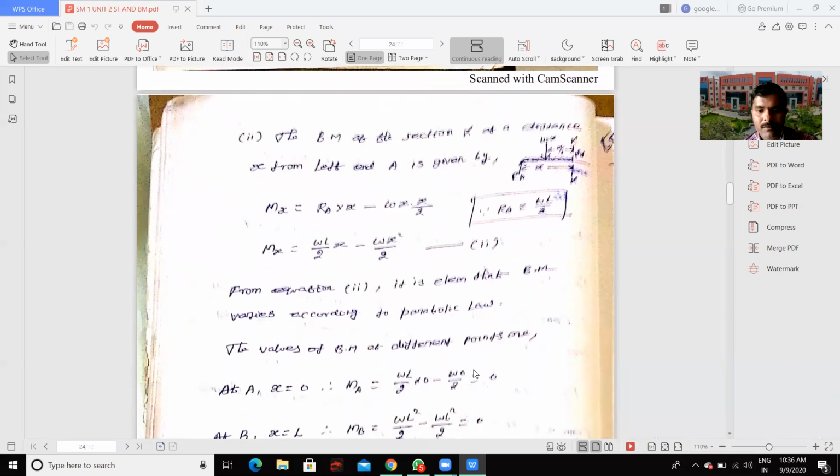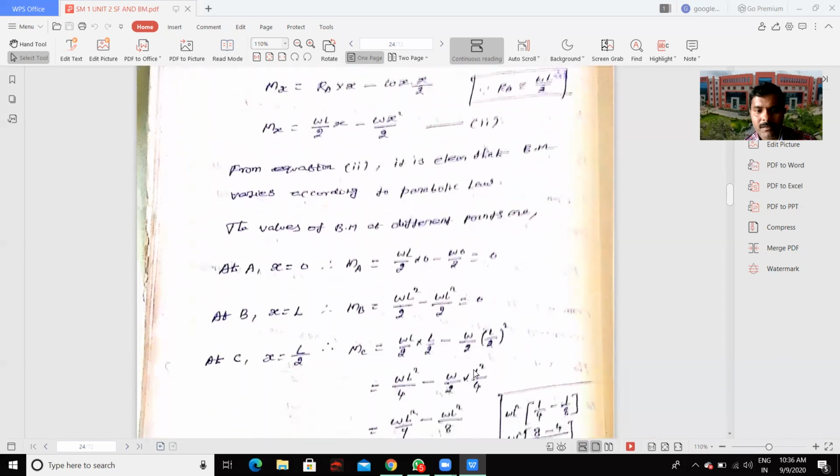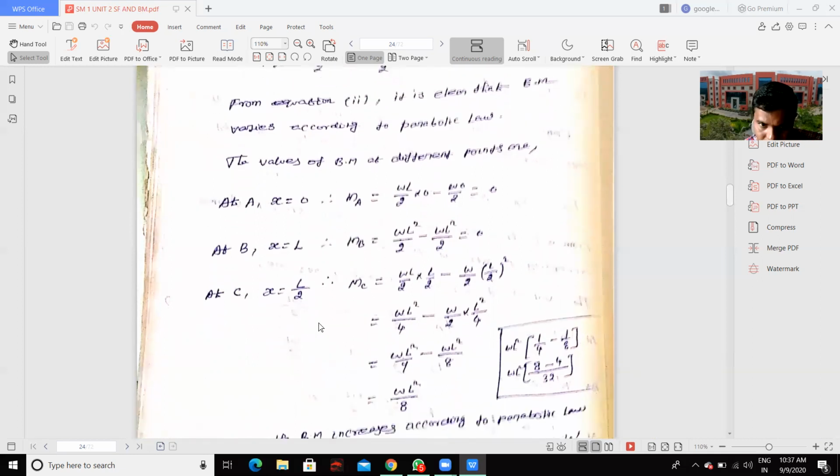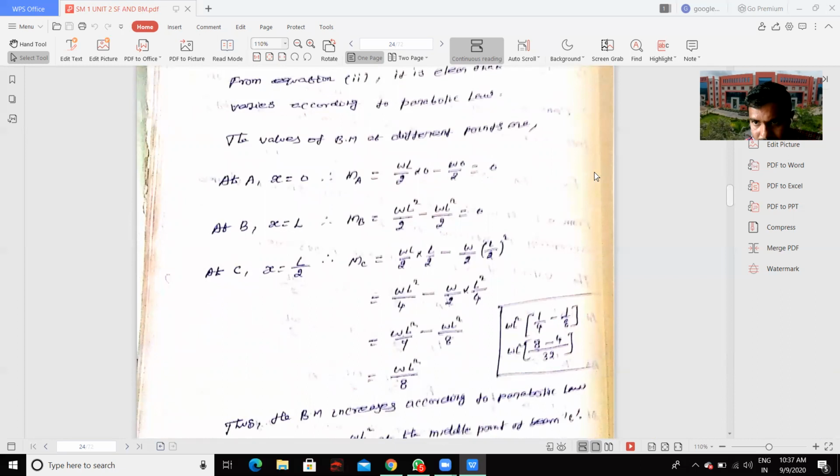The values of bending moment at the different points are found by substituting the x value. At point A, x equal to 0. Therefore, moment at A is equal to WL by 2 into 0 minus W into 0 square by 2, so 0. At B, x equal to L, so WL square by 2 minus WL square by 2, so 0. So at point A the bending moment is 0, and at point B also 0. At point C, x equal to L by 2, the middle portion. You know that in a simply supported beam the bending moment at the supports is 0, so obviously we got 0, 0, and at the center the bending moment will be maximum.